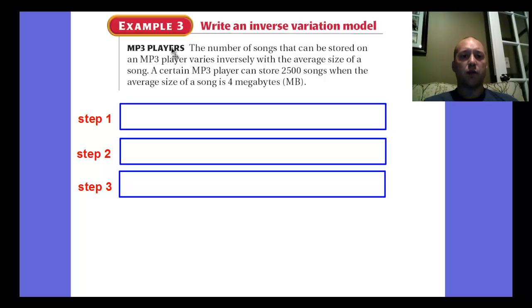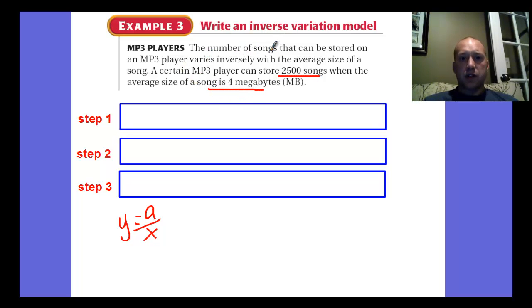Another example, MP3 players. The number of songs that can be stored on an MP3 player varies inversely with the average size of a song. A certain MP3 player can store 2,500 songs when the average size of a song is 4 megabytes. So like the previous problem, we're told inverse, y equals a over x. Then we can plug in what we know. We know that for 2,500 songs, we have 4 megabytes.